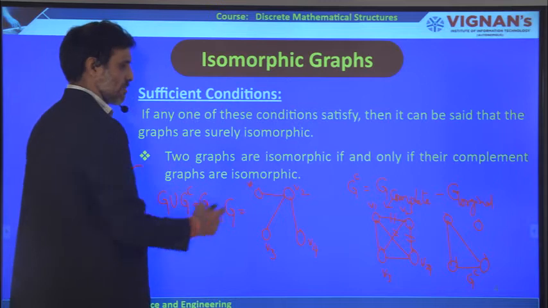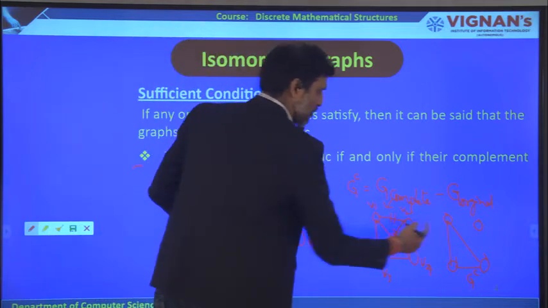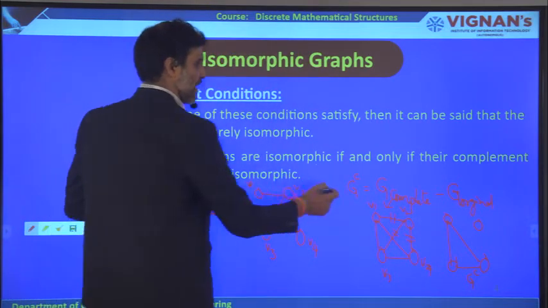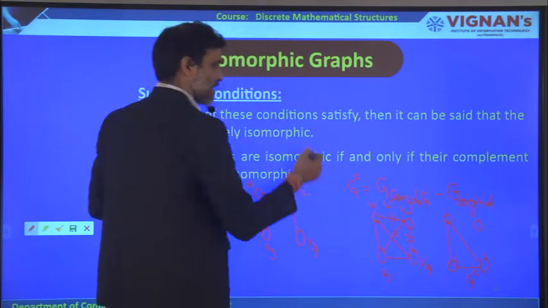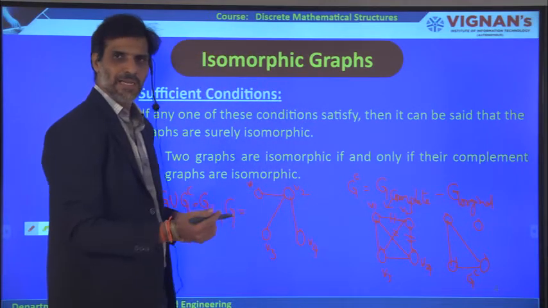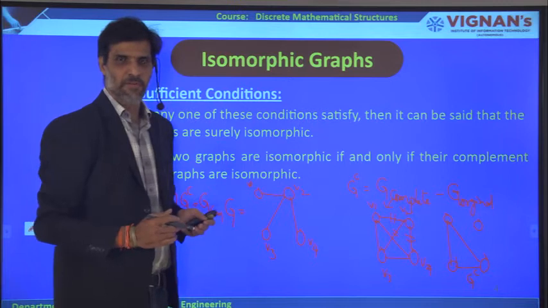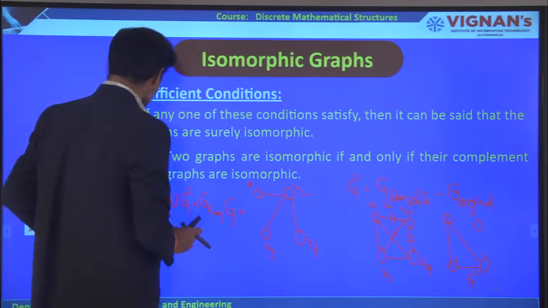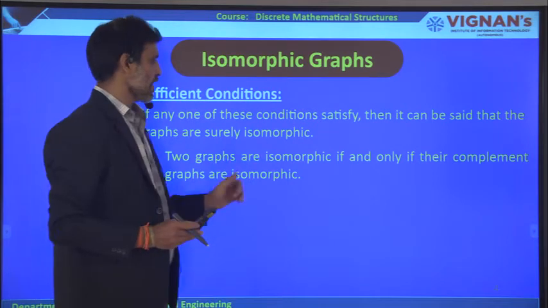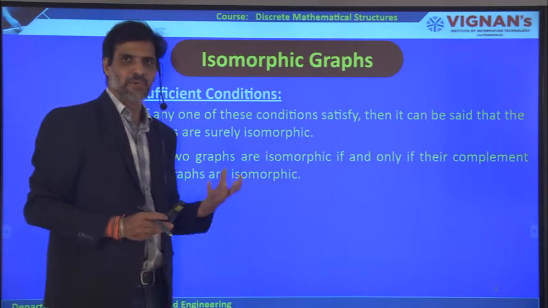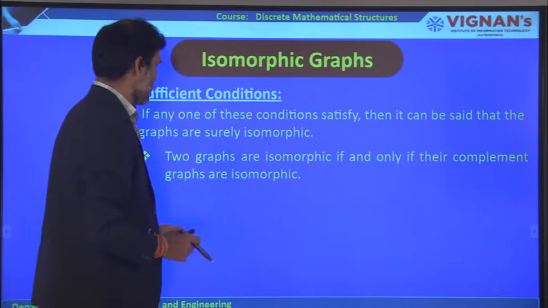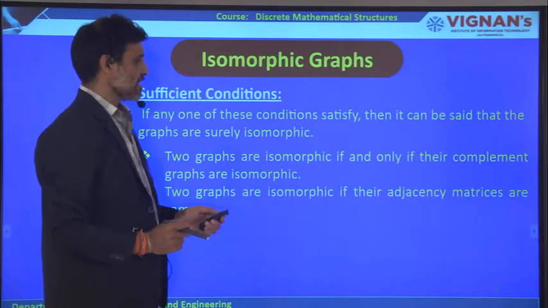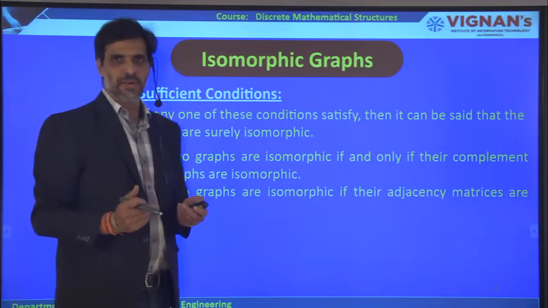That means if you add these two graphs, then finally you are going to get this graph. And the complement of a graph is also called the inverse of a graph. So this is how we find the complement of the graph. Here the condition is that you take the complement of the two graphs and check whether they are isomorphic or not. Otherwise, the second condition is very easy.